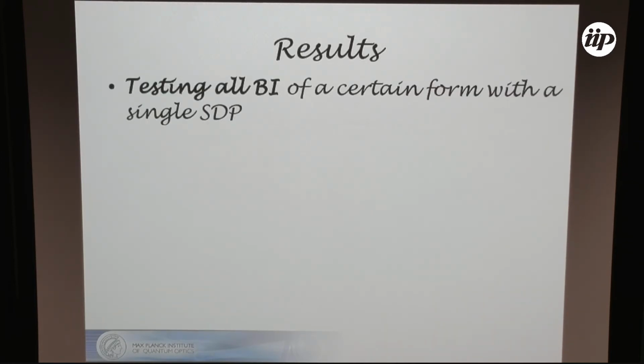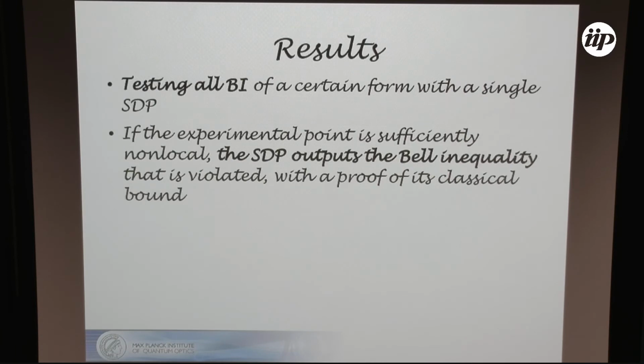So we have a method that tests all the Bell inequalities of a certain form with a single SDP instance. Now, if the experimental point is sufficiently non-local, then the SDP via the dual would give you the Bell inequality that you are violating. And the SDP itself is a proof of the classical bound of this Bell inequality. So you don't need to solve any polytope.